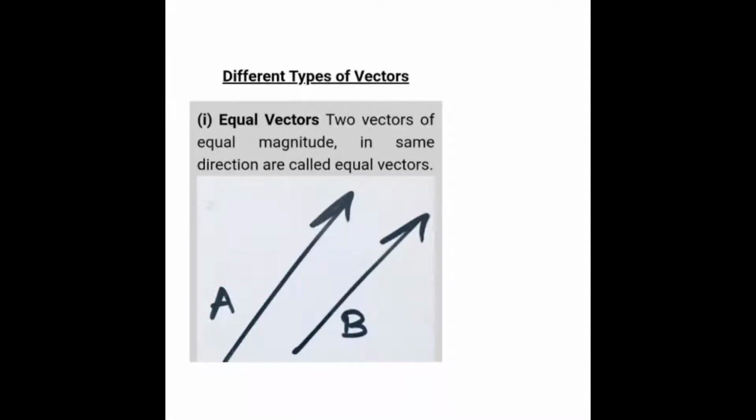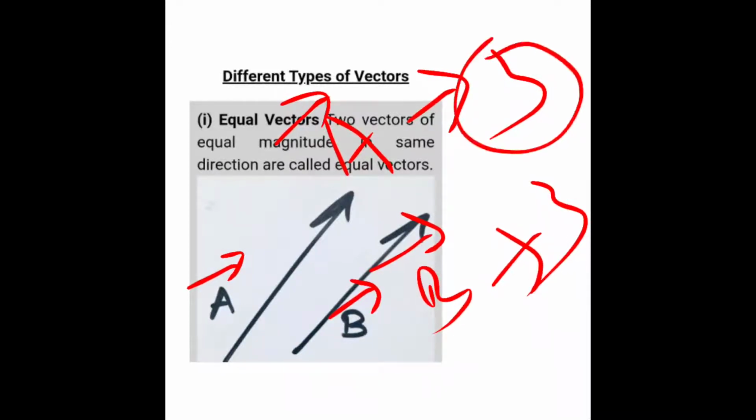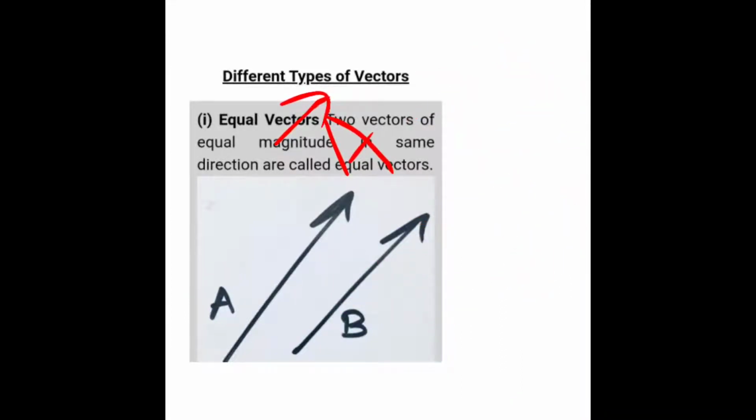So, different types of vectors. Equal vectors are those vectors which have equal magnitude and point in the same direction, right? Like we say vector a has a magnitude of 3, vector b also has a magnitude of 3, and both a vector and b vector are moving in the same direction. As they are in the same direction and have the same magnitude of 3, we say that they are equal vectors.